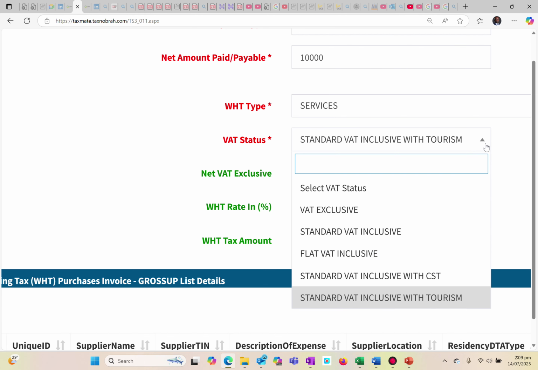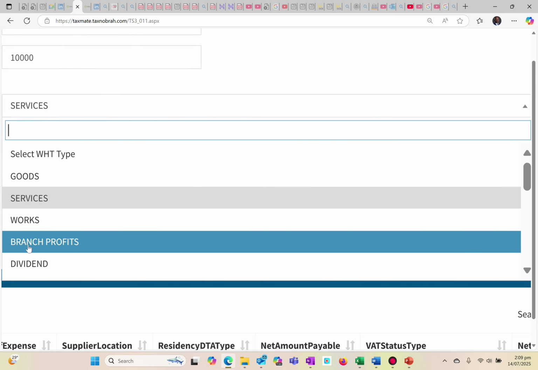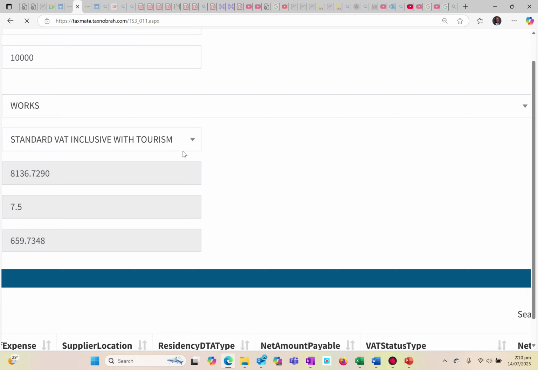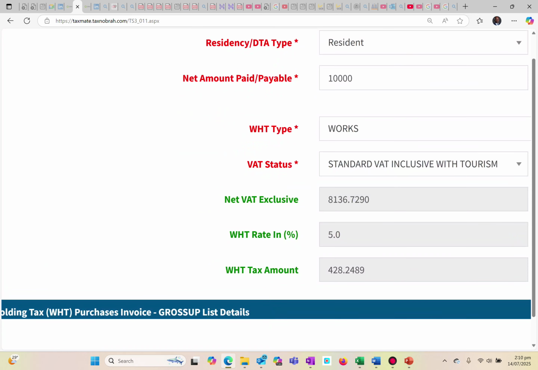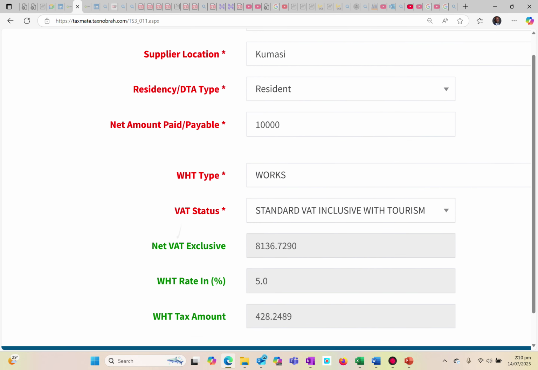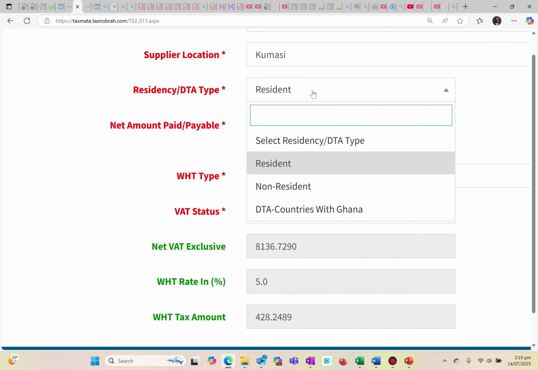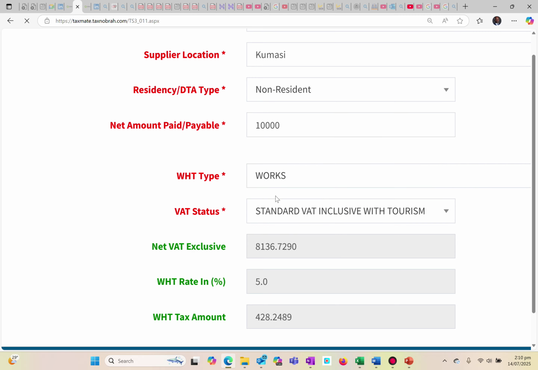So assuming we selected, let me say it is works. Let me go in and select works. So it selects the appropriate withholding rate and gives me the calculation as well. I will go back and say that this one is from a non-resident entity.